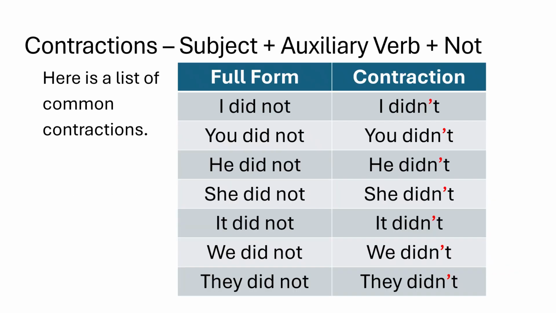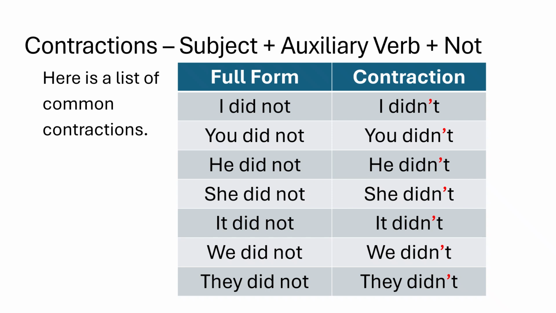Here is a list of common contractions. These contractions are made up of the subject plus the auxiliary verb did in the simple past tense plus not. Notice how the apostrophe replaces the missing letter O. This is the full list. Remember, when the two words are separate, they are referred to as being in their full form.